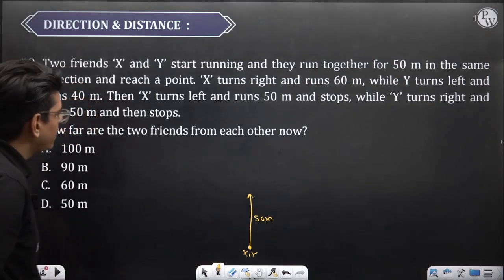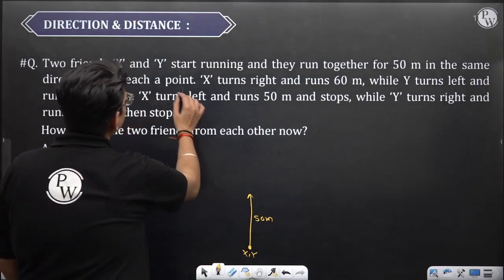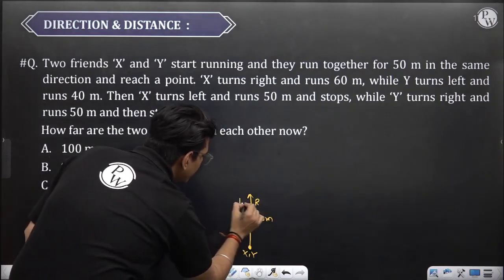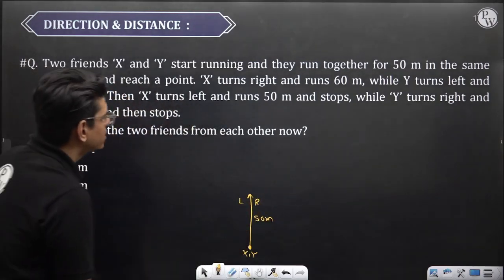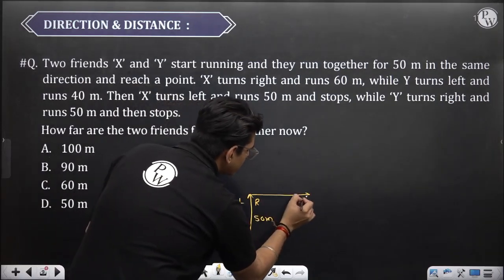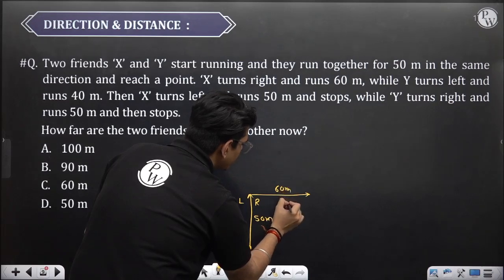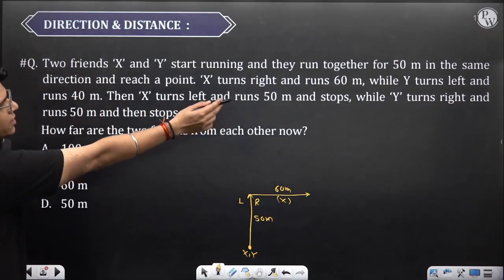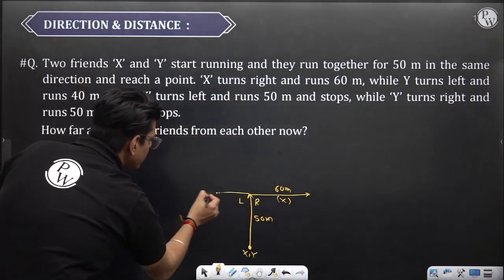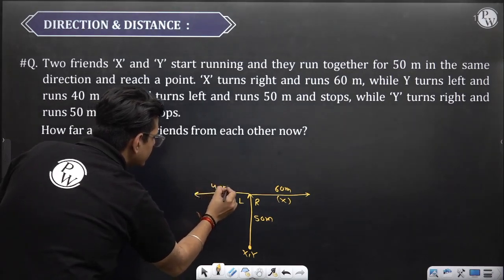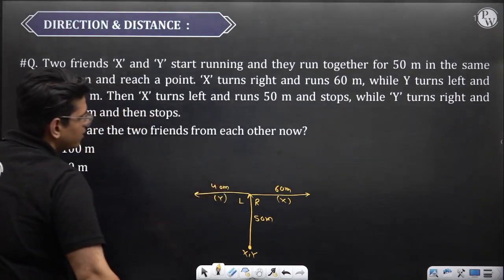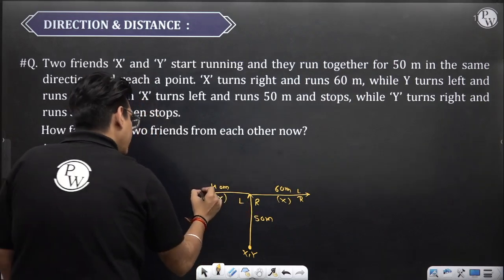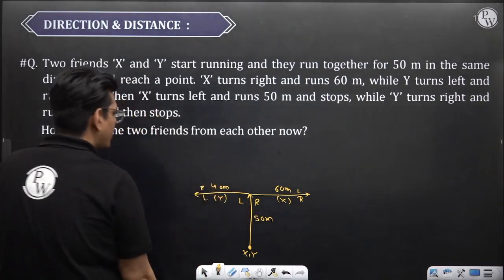And they reach a point, right? X turns right. This is our right, this is our left. So X turns right and runs 60 meters. This is 60 meters covered by X, right? Y turns left and runs 40 meters. This is your Y, right? Now here this will be your right, this will be your left. For Y, this will be his right, this will be his left, right?